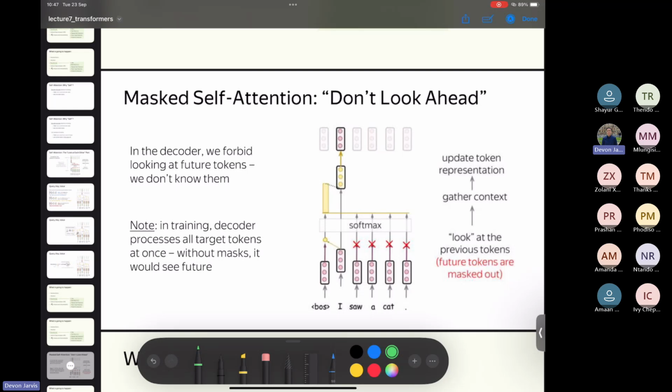The problem is we can't give that to the transformer because then when I want to deploy it, when ChatGPT needs to start actually speaking to me, it doesn't have that information yet. It doesn't know what it's going to say in the future. It hasn't decoded those words yet. So you essentially just need to train your transformer to never know the future in its decoder. In the decoder, we forbid it from looking at future tokens because we don't know them when we actually deploy it. In training, the decoder processes all tokens at once without masks. If it processes without masks, it would see the future. So we obviously can't do that. So you stop it.